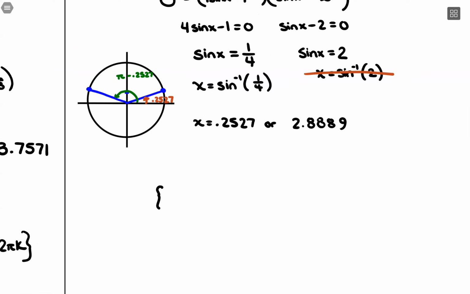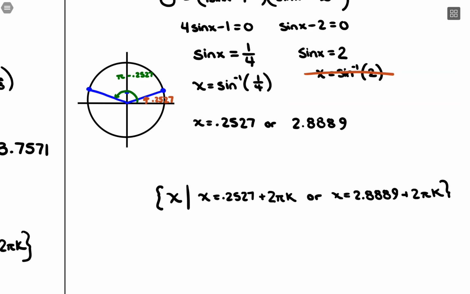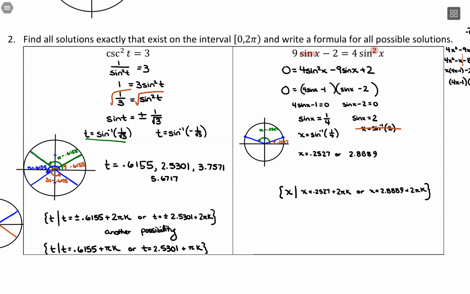To make my formula, this is a case where I just need to make two separate formulas and then use revolutions of 2 pi around them. So I could have that 0.2527 plus any increment of 2 pi around it, or x is 2.8889 plus any increment of 2 pi around it. And that would do it.